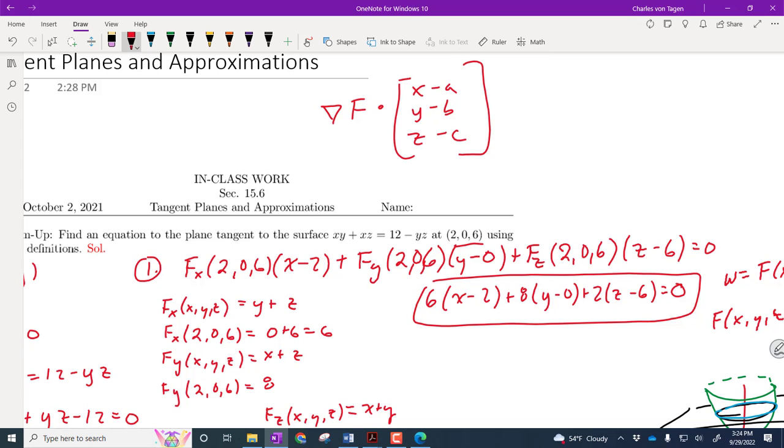If the gradient is a function of three variables, it's always orthogonal to a level surface. So the gradient is always orthogonal to a level surface. What we're doing is constructing a tangent plane for this surface. So the gradient at any point on that surface is always orthogonal to that surface.